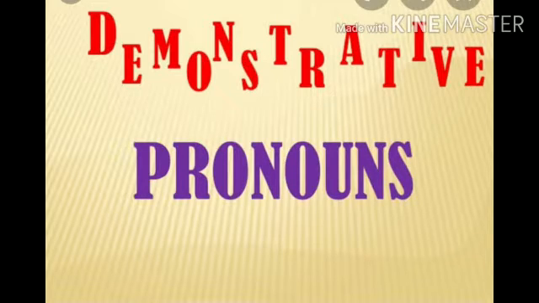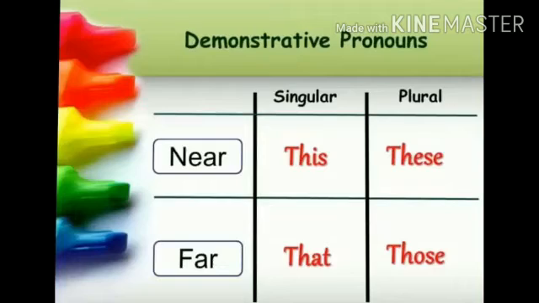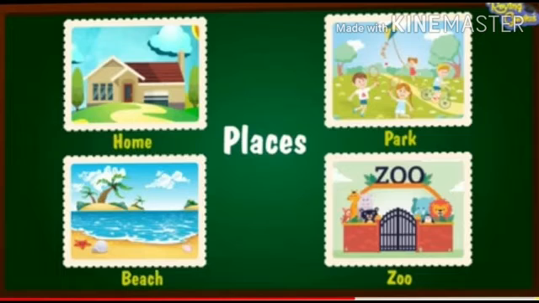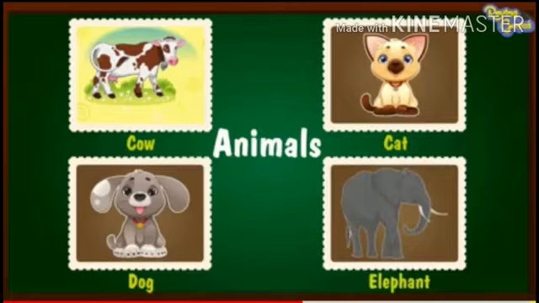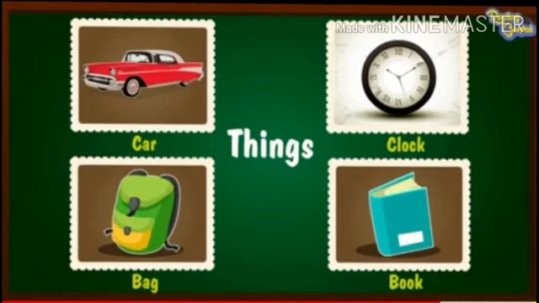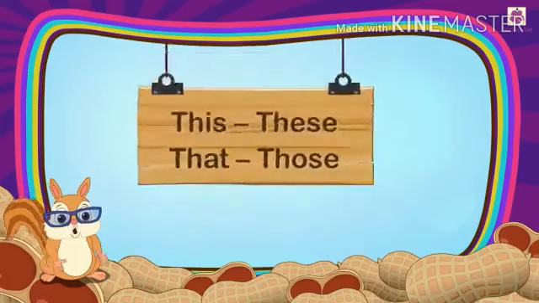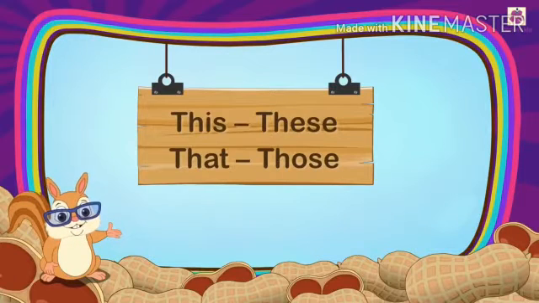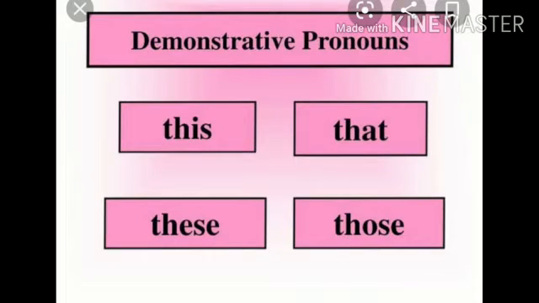What are demonstrative pronouns, children? A demonstrative pronoun is a pronoun that is used to refer to something specific in a sentence. It can be either singular or plural. Demonstrative pronouns always point out nouns, which means they are used to point out places, animals or things near or far from us. There are 4 demonstrative words in English. They are this, that, these and those.